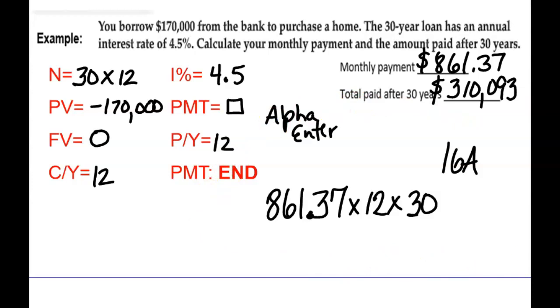Now, 4.5 is not a bad interest rate. It might be a little high for most people right now because it's low. My first house was at 11% interest because that's what the rates were back then.